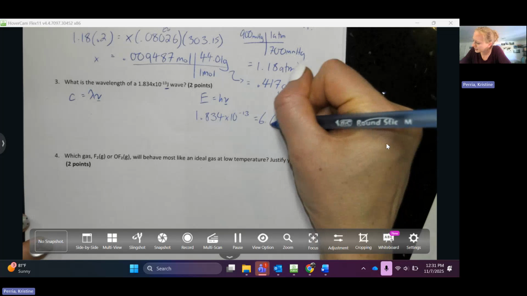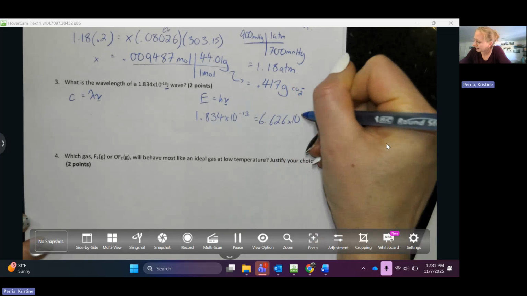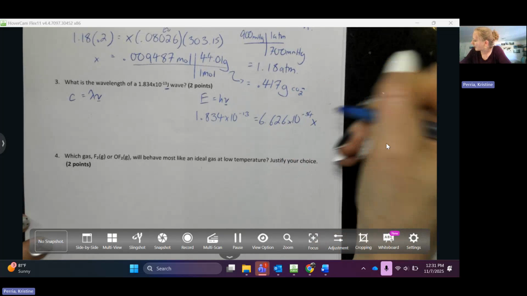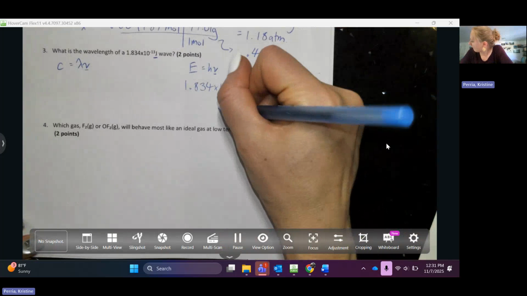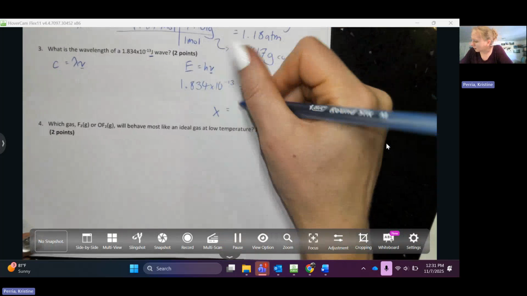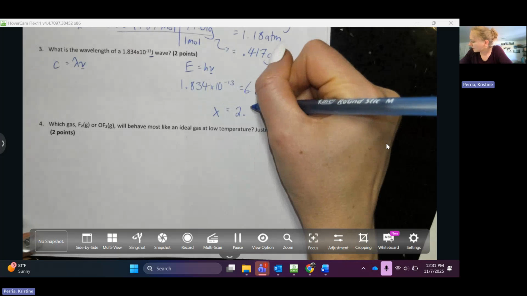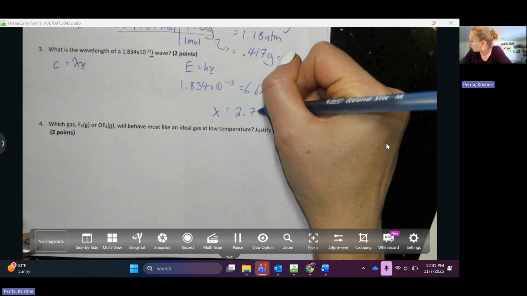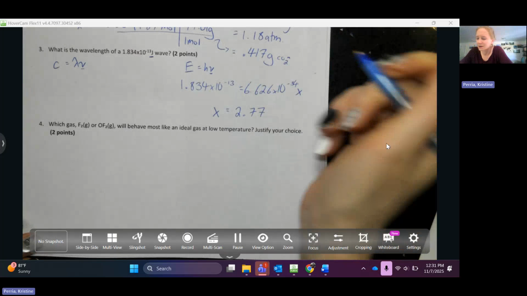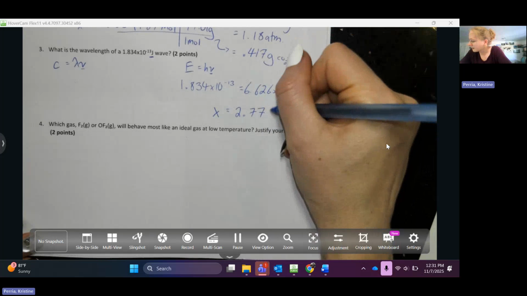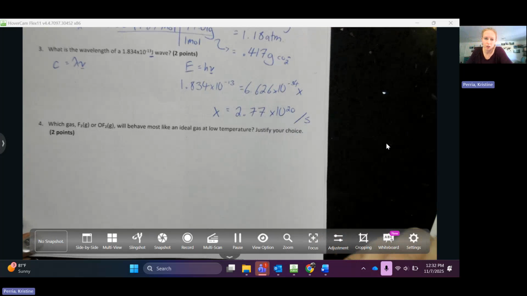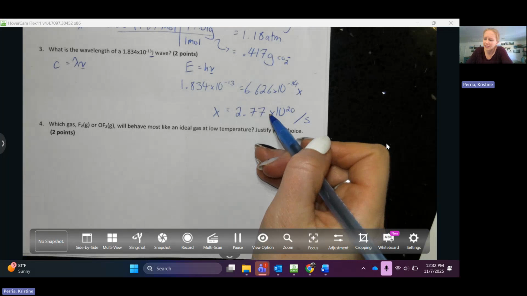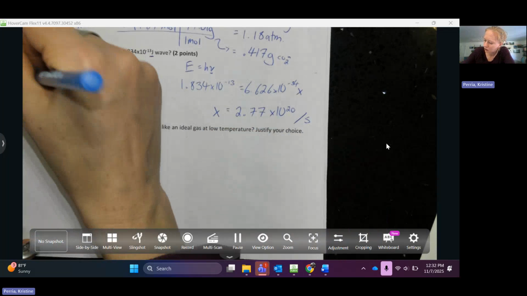Equals 6.626 times 10 to the negative 34 times X. Okay, so if I divide both sides by 6.626, then X is going to equal 2.7, I'll just round, times 10 to the 20th per second or hertz, right? So that's my frequency. Now I can plug it into this equation over here.